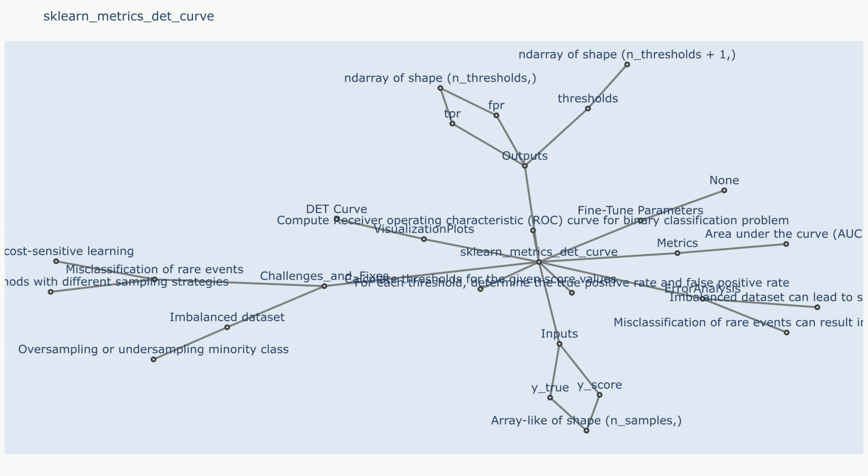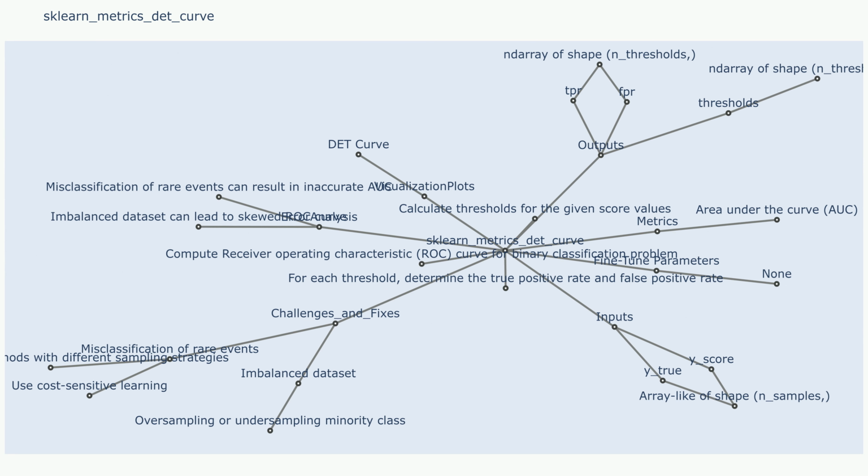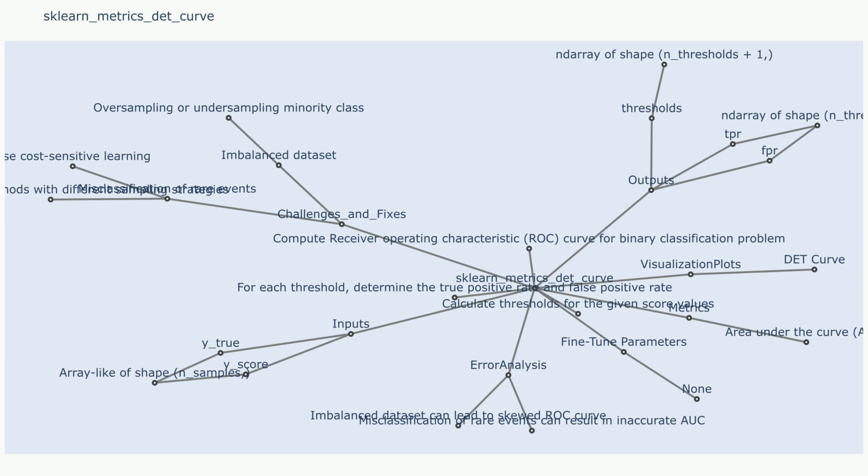Challenges and fixes. Challenge 1: imbalanced datasets. Sample use case that resulted in challenge 1: when dealing with highly imbalanced datasets where one class has significantly more examples than the other, the DET curve might not accurately reflect the performance of the classifier on the minority class.